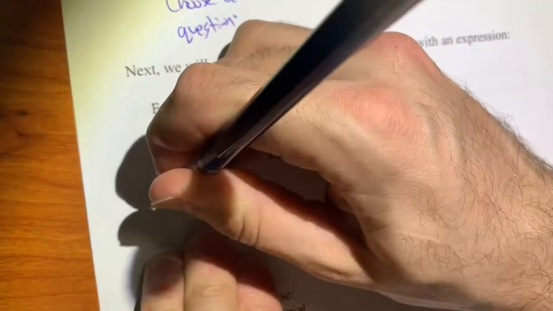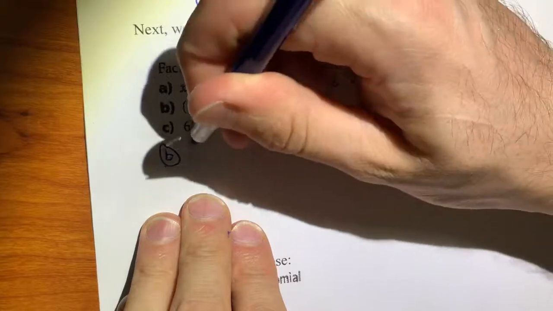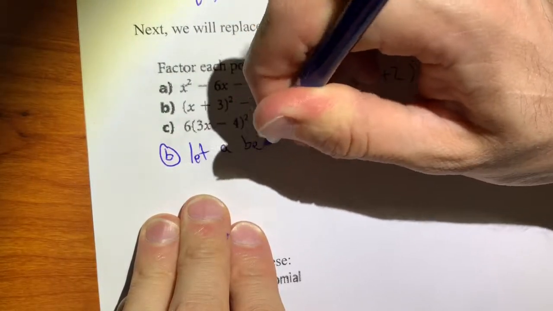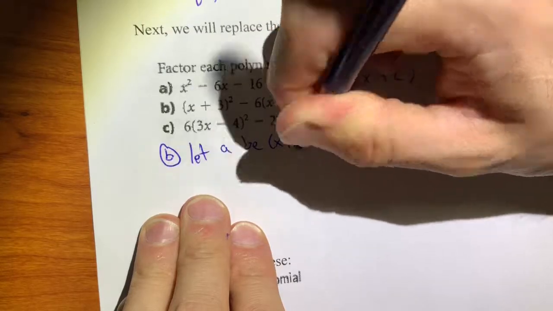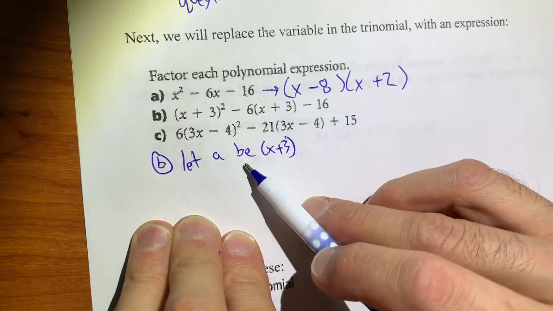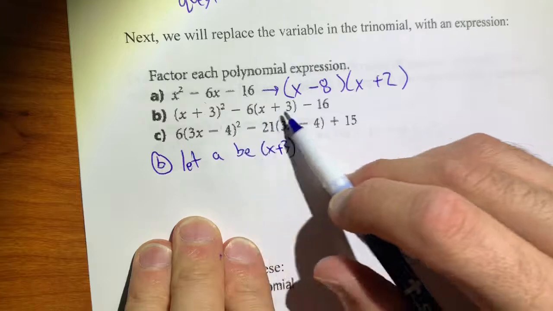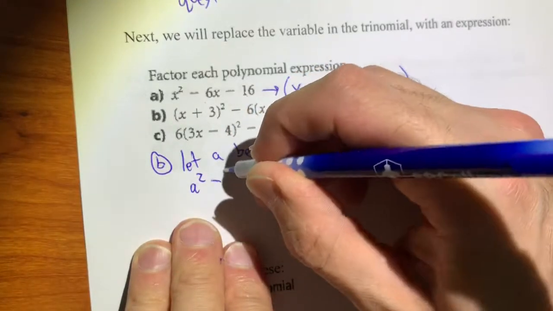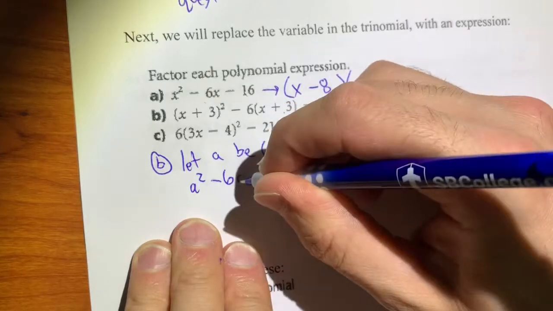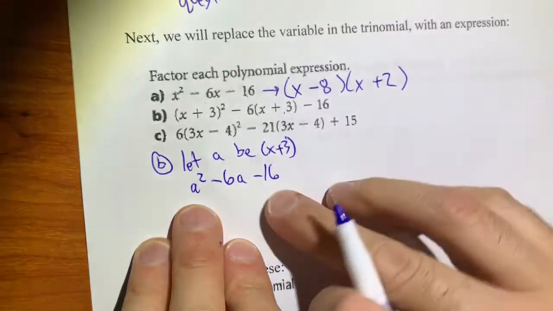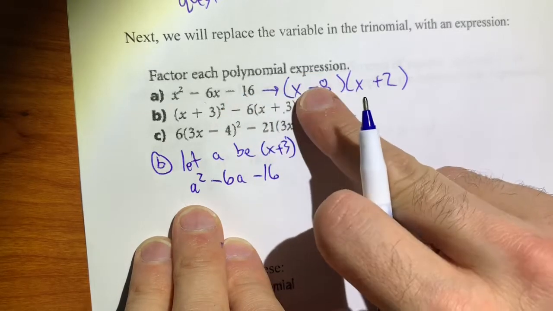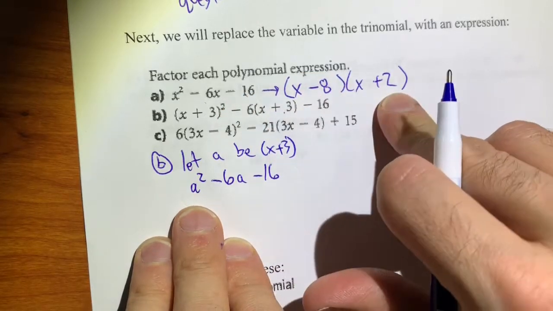So for part B, I'm going to do it down here. You do need to make the statement. You need to say, let A be x plus 3. And then you can recopy this. So if A is x plus 3, then I really just have a squared minus 6a minus 16. And hey, look at that. It's now question A again. So what's the answer? The answer was x minus 8 and x plus 2.